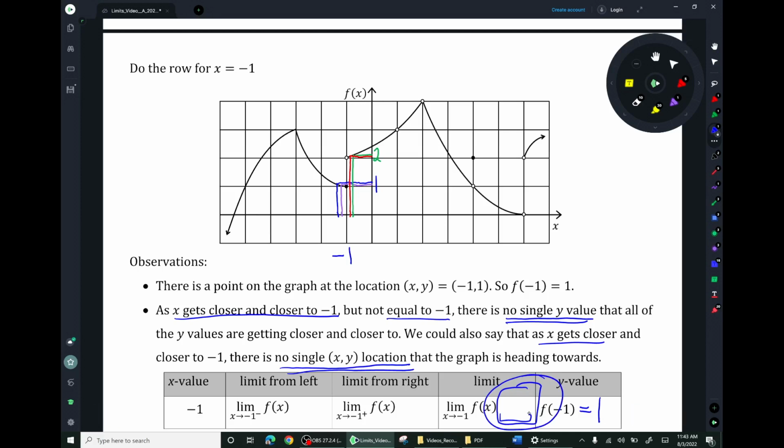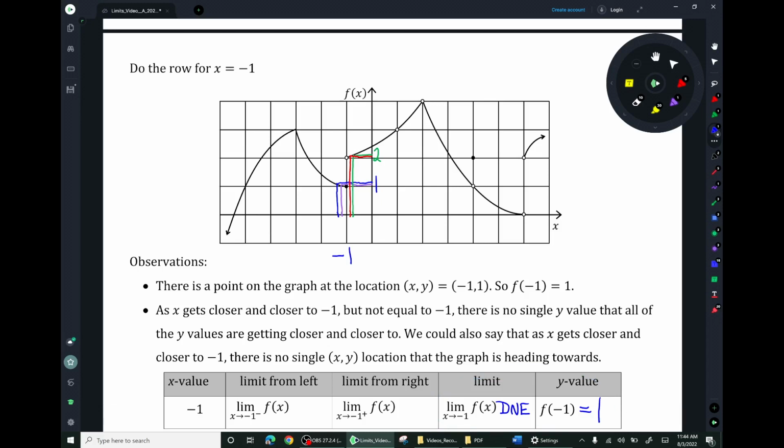So what do we do? Well, we have to do the following. We write the letters DNE, which stands for it does not exist. That is, the limit as x approaches -1 of f of x does not exist. There is no y value that would work in this spot. So we say that the limit does not exist. There is no single xy location that the graph is heading towards.